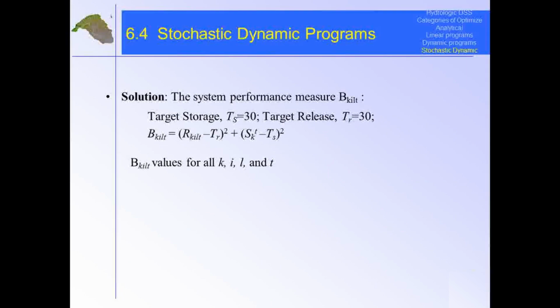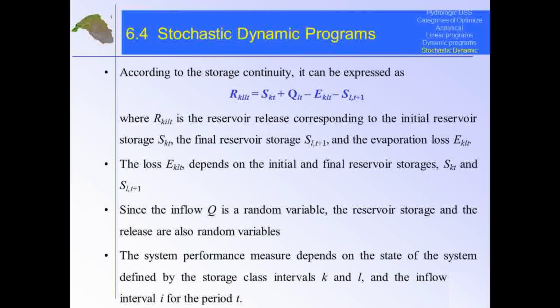Now, we know the system performance is dependent on k, i, l. k is the storage state at time t, i is the inflow state at time t, and l is the storage state at time t plus 1. So we are going to compute B_kilt. But before we compute B_kilt, we need to get R_kilt. R_kilt is already given here. So you need to have S_k^t, you need Q_i^t, and well, evaporation is 0 actually, so that term is 0, and S_l^(t+1). Having these values, you can then obtain the release at time t.